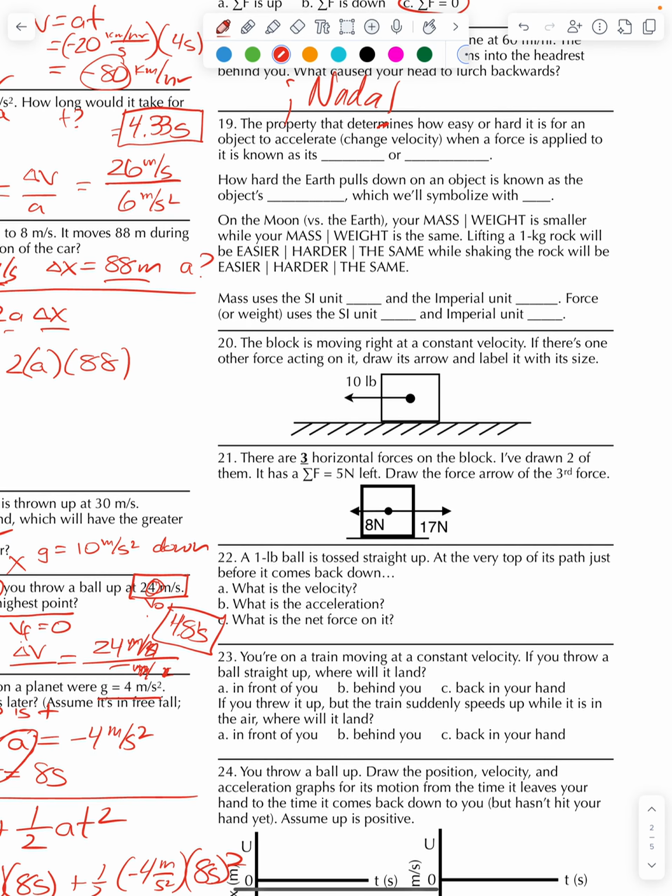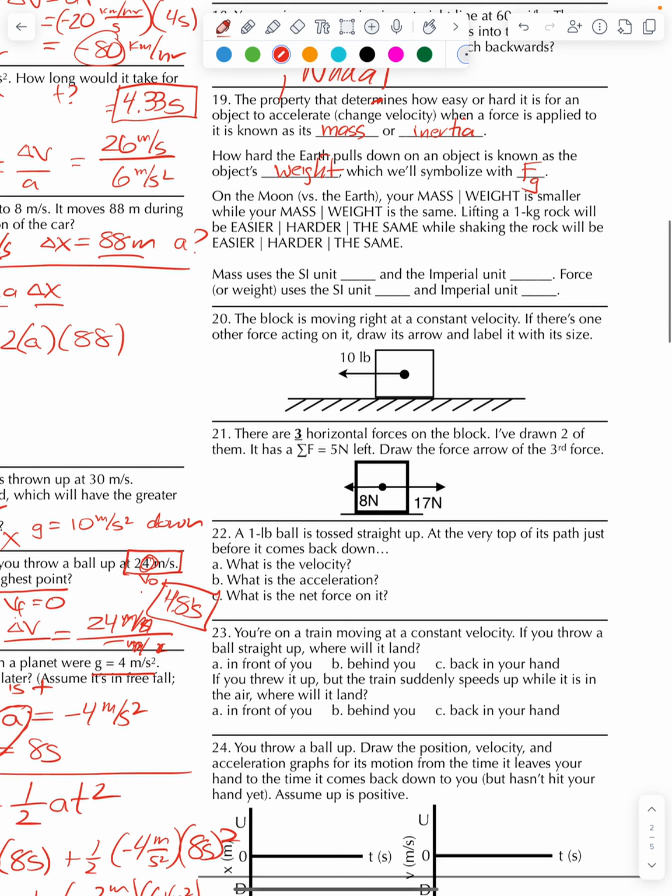Okay, here's some more easy ones, hopefully. The property that determines how easy or hard it is for an object to accelerate, change velocity, when a force is applied to it is known as its mass or inertia. Inertia is just a description of mass, or vice versa. How hard the earth pulls down on an object is known as the object's weight, which we'll symbolize with F sub g, the force due to gravity. All right?